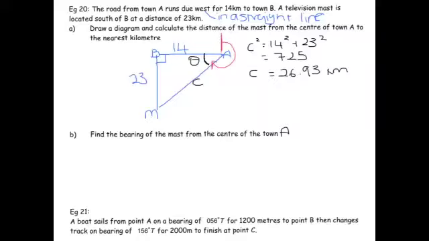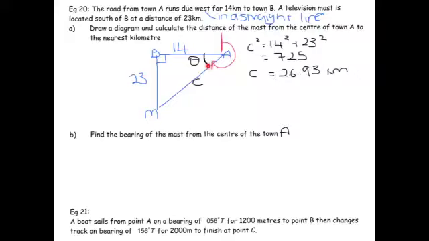An issue with bearings questions is that there are several different ways of doing these. I'm going to find theta using a right angle triangle, and then I'm going to take that away from 270 degrees to get my bearing. We'll look at other ways we can do that in a second.